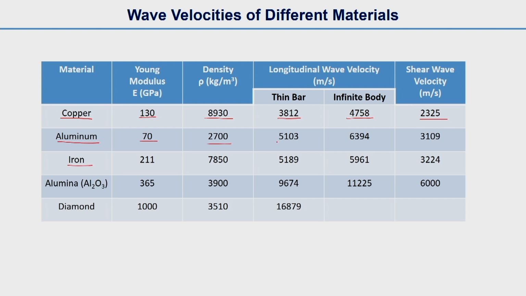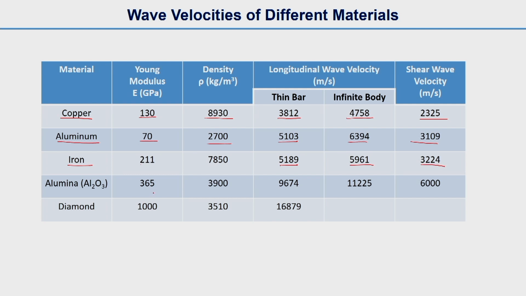Similarly, aluminum has a lower Young's modulus and lower density, so it results in a higher longitudinal and shear wave velocity. Iron has a higher Young's modulus and higher density. However, its longitudinal wave velocities are very much similar to aluminum.